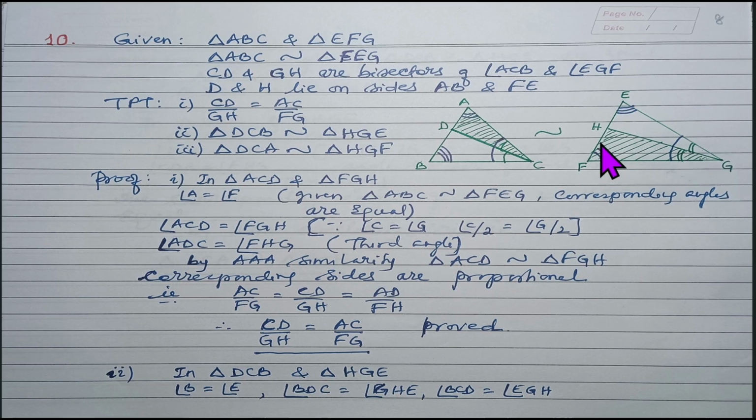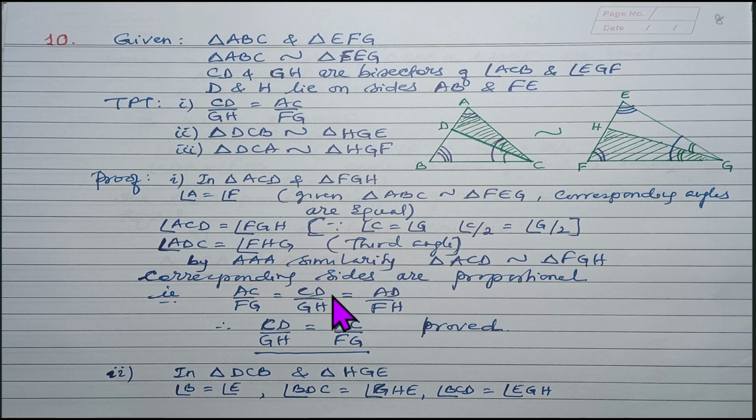Second part, and that is the second angle. Now coming to the angle ADC and angle FHG, they are the third angles. So therefore three angles are equal, and therefore by triple similarity, triangle ACD is similar to triangle FGH. Now since they are similar, the corresponding sides are proportional, therefore AC upon FG is equal to CD upon GH is equal to AD upon FH, or CD upon GH is equal to AC upon FG.